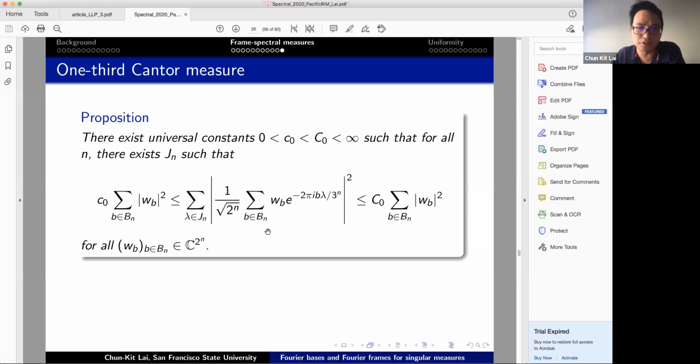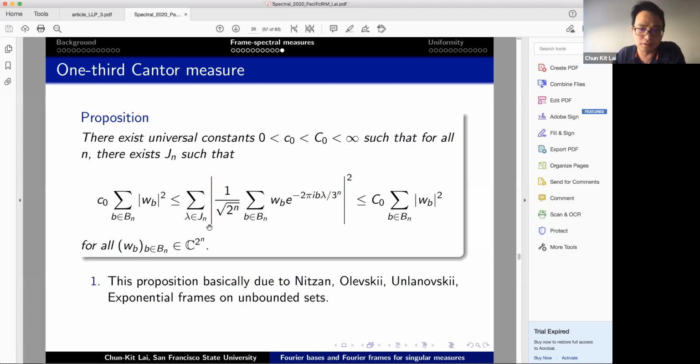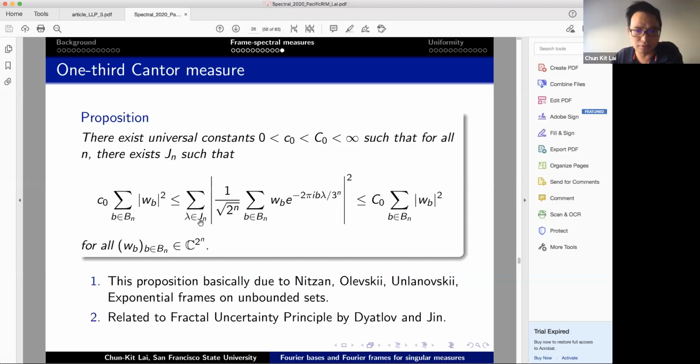the major problem here is that this Jn is very sparse. You cannot really take a limit, because as n goes large, the Jn is getting sparser and sparser. In the end, you may not have a good distribution of Jn. But this is not the case for a set of positive Lebesgue measure, and this is why they can prove the exponential frame exists for an unbounded set. Because for a set with positive Lebesgue measure, the Jn will not be too sparse, and they can take the limit to control the distribution. But in the fractal case, there's no such game.